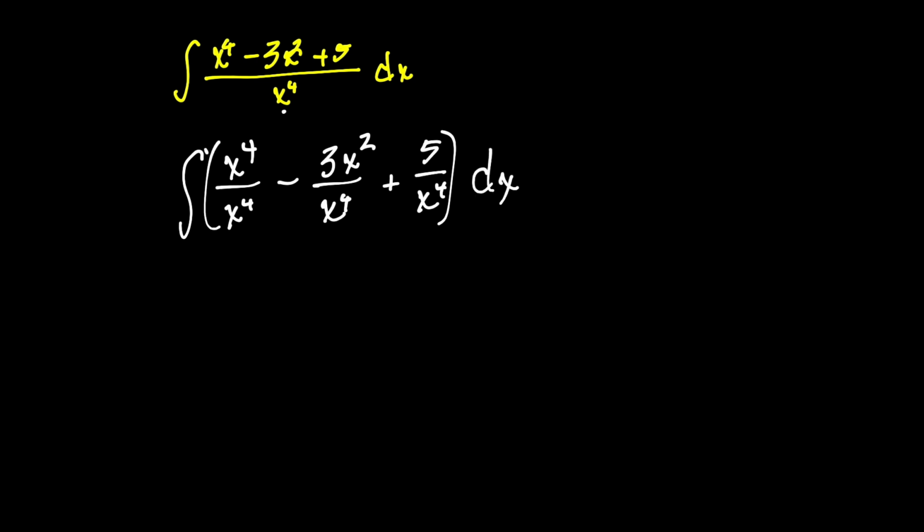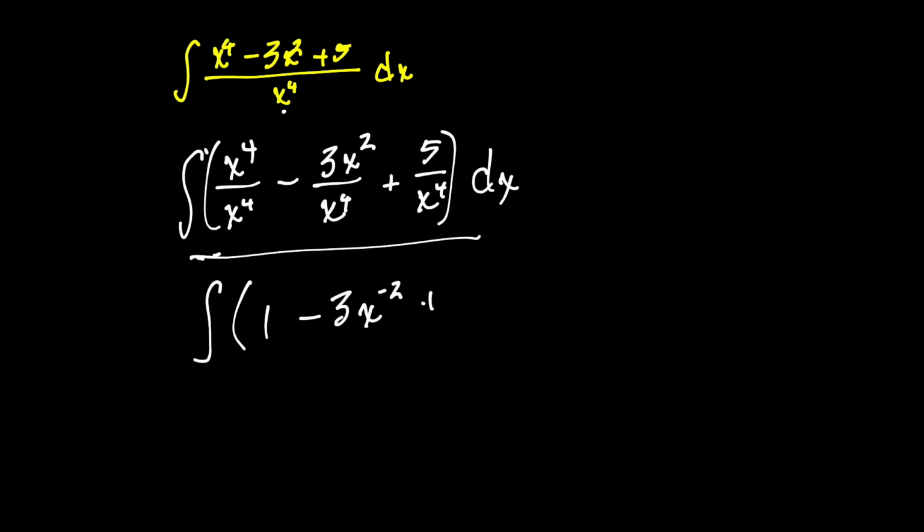And a lot of times when students get going in this, they'll actually skip this step here, and they'll go right to this. They'll say, well, x to the 4th divided by x to the 4th is 1. X squared divided by x to the 4th, well, that's a negative 3x to the negative 2, because we subtract those exponents. 2 minus 4 is negative 2. Then I'm going to rewrite the final term as 5x to the negative 4th.